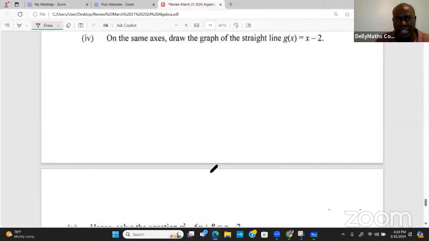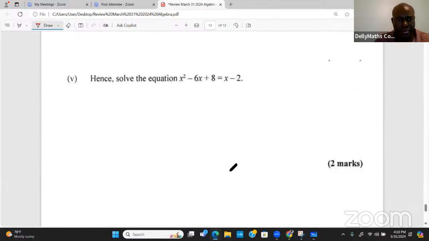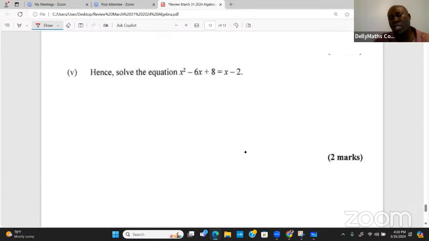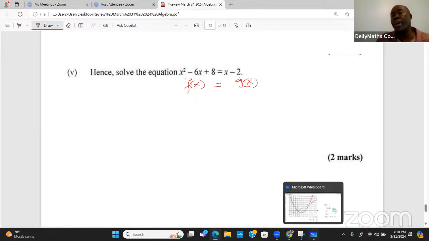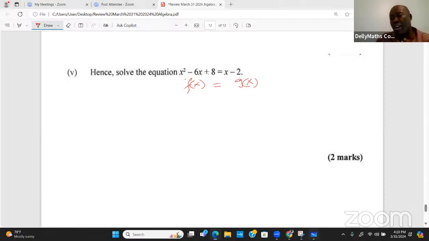Let us see what's the other question. So we just did this. We put this on the grid. Let's see the other question. Oh, the last question says hence, which means based on what you just did, solve this, where x squared minus 6x plus 8 is equal to x minus 2. This was the f function that we had, and this was the g function that we just put on. We want to find where they are equal. So the solution is to see where they intersect, where they cross path.